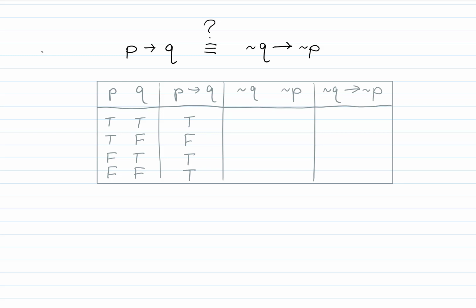Okay, now, the negation of Q. When Q is true, the negation of Q is false. When Q is false, the negation of Q is true. When P is true, the negation of P is false. And when P is false, the negation of P is true.